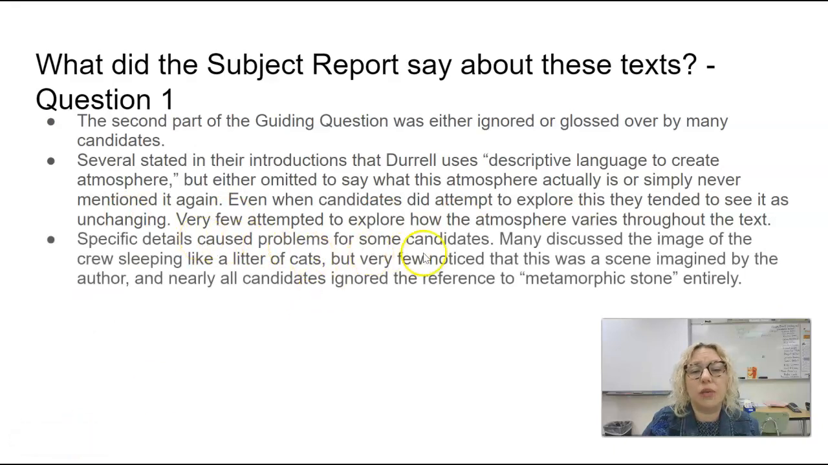Specific details cause problems for some candidates. Many discuss the image of the crew sleeping like a litter of cats, but very few noticed this was a scene imagined by the author, and nearly all candidates ignored the reference to metamorphic stone entirely.